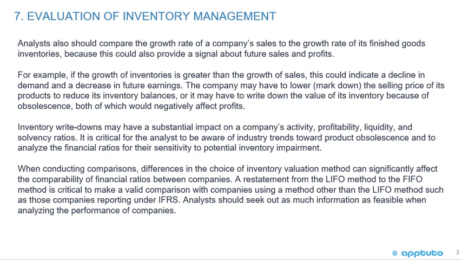Inventory write-downs may have a substantial impact on the company's activity, profitability, liquidity, and solvency ratios. It is critical for the analyst to be aware of industry trends towards product obsolescence and to analyze the financial ratios for their sensitivity to potential inventory impairment. All you need to do is Google search inventory write-down for RIM, and you'll see that with their PlayBook they had like a $500 million write-down. So this is quite important.